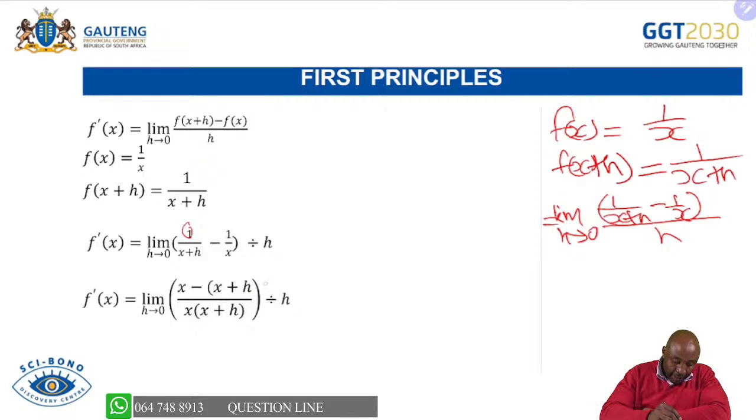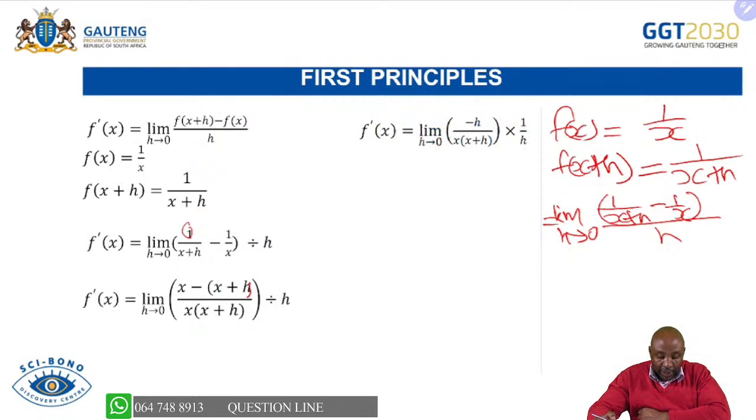Take note of the bracket there. The negative sign is going to affect everything there. When we simplify this, we'll get negative h over the LCD, which is x multiplied by x plus h. I will now change the division sign to a multiplication sign, and then I will invert the divisor, which is h, and it becomes multiplied by 1 over h.